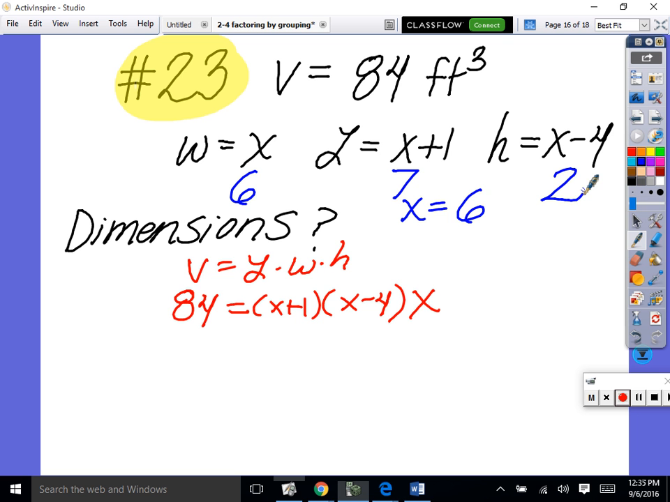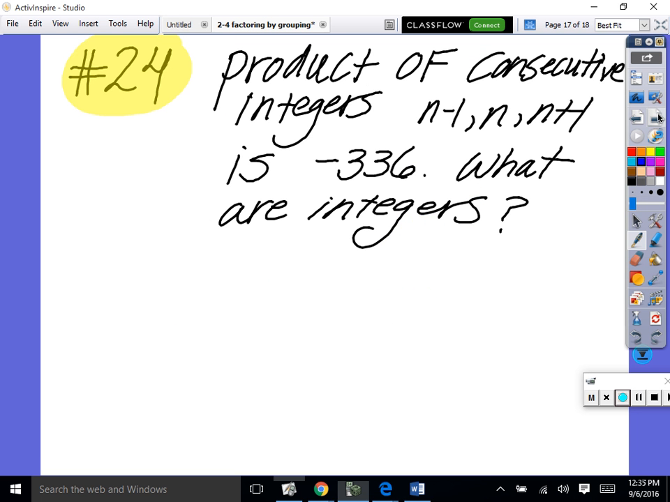So let's read the next one, number 24. It says, the product of consecutive integers. Now consecutive means one right after another. This is an ACT problem. The product of, and this one is 3 consecutive integers. I have seen on the ACT the product of 2 consecutive integers. Look and see why these are consecutive. That means like 1, 2, and 3 are consecutive. They come one right after another.